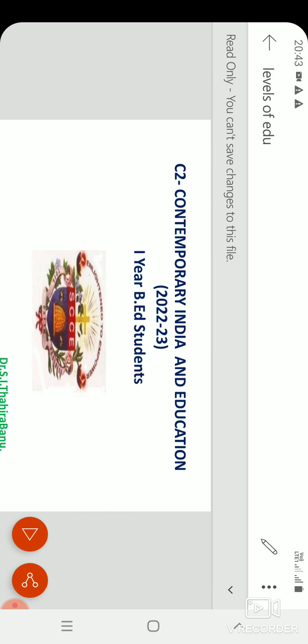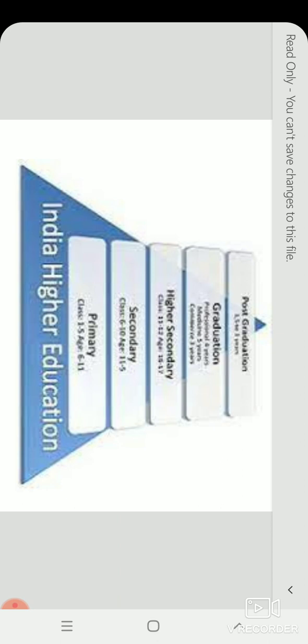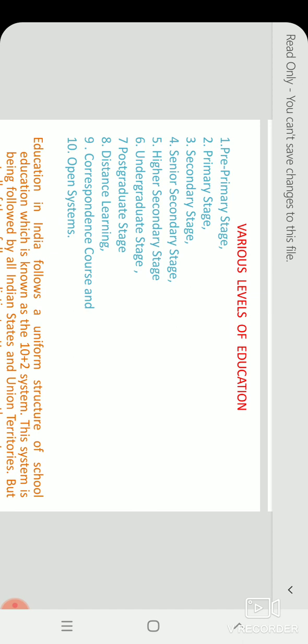C2 Contemporary India and Education. The first unit, we should know the levels of education in the Indian system of education. Here, there are many levels of education, which represent a broad section of the education ladder, that is the progression from elementary to more complicated learning experience, embracing all the fields and programs.